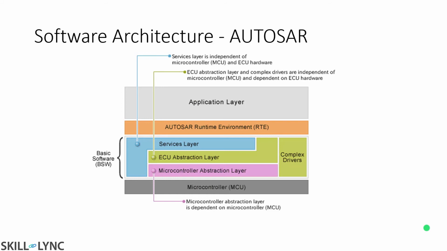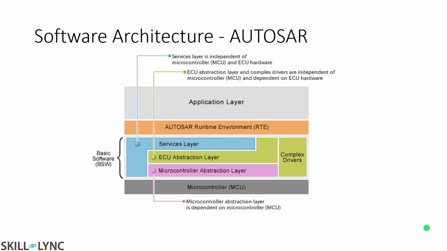This is how an AUTOSAR structure looks. It has a lot of different components. It has a microcontroller, then a microcontroller abstraction layer, an ECU abstraction layer, a services layer, a runtime environment, and an application layer. We'll start first with the microcontroller abstraction layer. It consists of different components like the analog digital converter or the microcontroller unit itself, and it's directly connected to the microcontroller. You can see here we have the microcontroller abstraction layer, and directly below it is the microcontroller. And then we have the ECU abstraction layer.